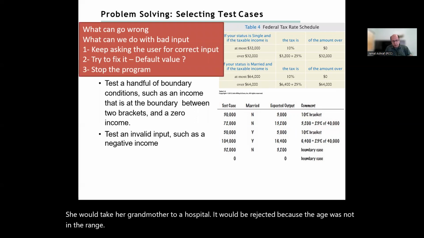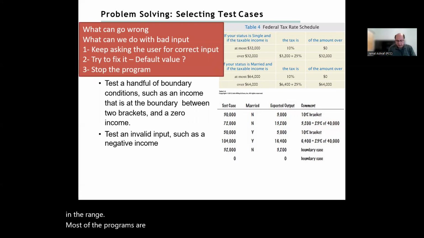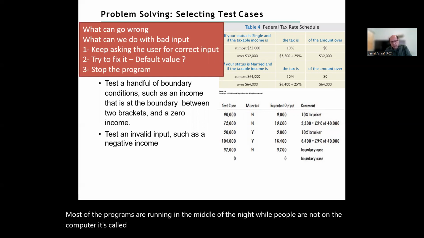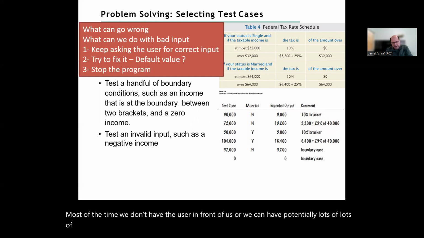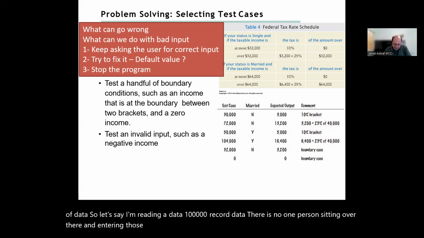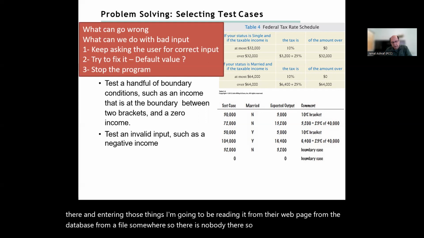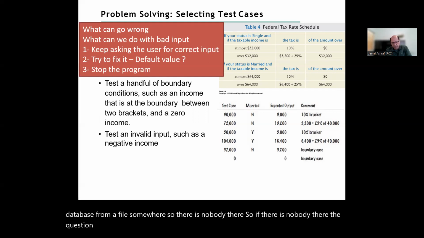Most of the programs are running in the middle of the night while people are not on the computer. It's called batch processing. So most of the time we don't have the user in front of us, and we can have potentially lots of data. So let's say I'm reading 100,000 records of data. There is no one person sitting over there and entering those things. I'm going to be reading it from the web page, from the database, from a file somewhere. So there is nobody there. So if there is nobody there, the question is, can I fix this and move on?